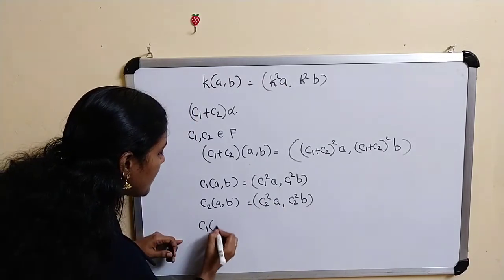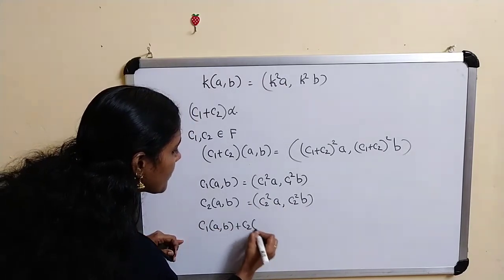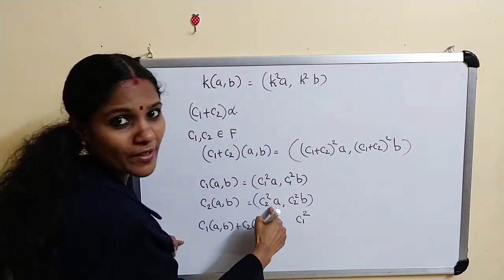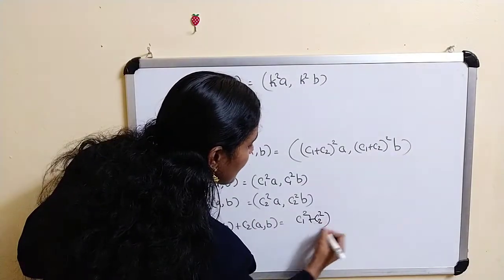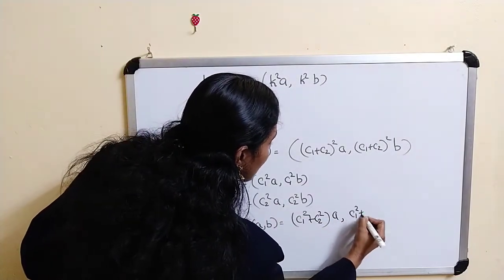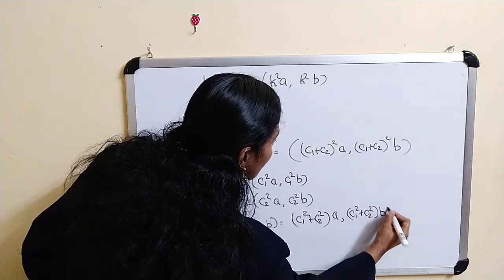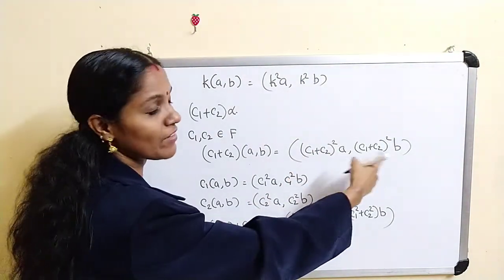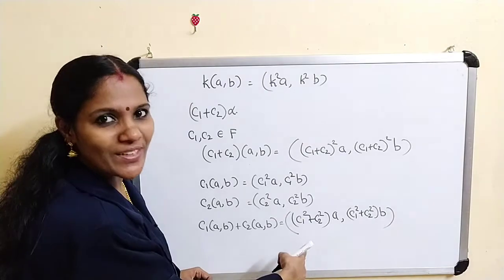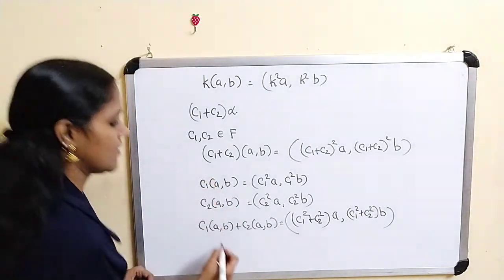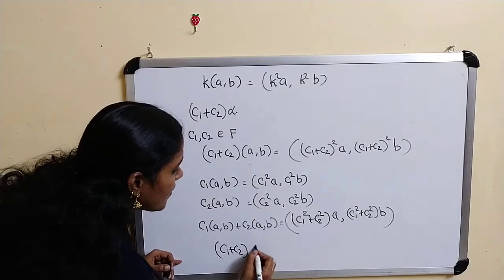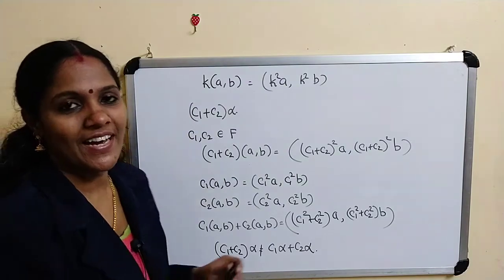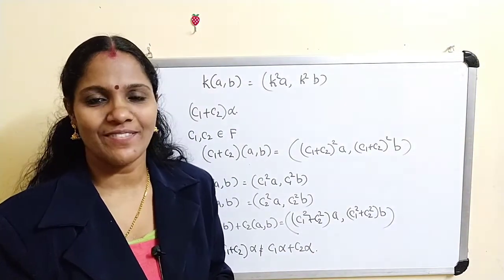What about c1(a,b) plus c2(a,b)? This is equal to ((c1 square plus c2 square) a, (c1 square plus c2 square) b). But the other is ((c1 plus c2) whole square a, (c1 plus c2) whole square b). Both are not equal. Therefore, (c1 plus c2) alpha is not equal to c1 alpha plus c2 alpha. This implies under these operations V is not a vector space.